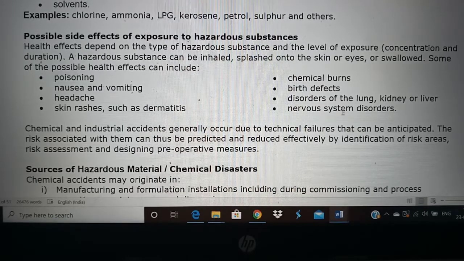So these things should be prevented. So how can we prevent them? We have to identify the areas which are at risk. Inside the house, we have to keep them in a safe place, that we have studied in the first part of this chapter. But in an industrial area, what are the ways in which they can prevent such accidents?